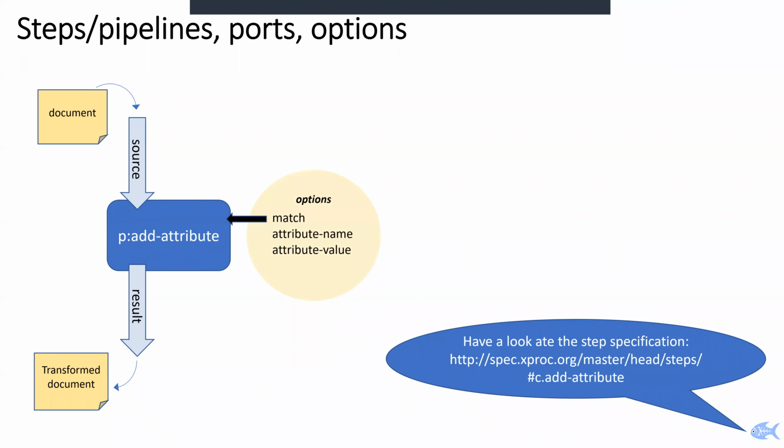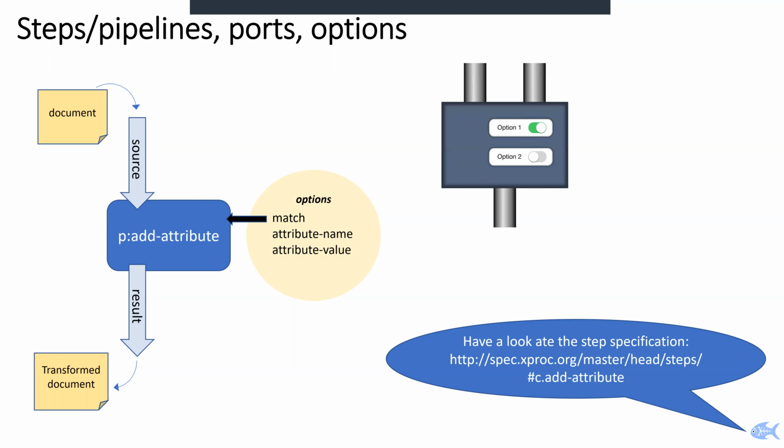Options are switches, like parameters for the port, in which you can say where to add the attribute, the match, what name it should have, and what value it should have. You can also look at it as some of these technical boxes on the walls with wires going in and out and switches on it to set the functionality.